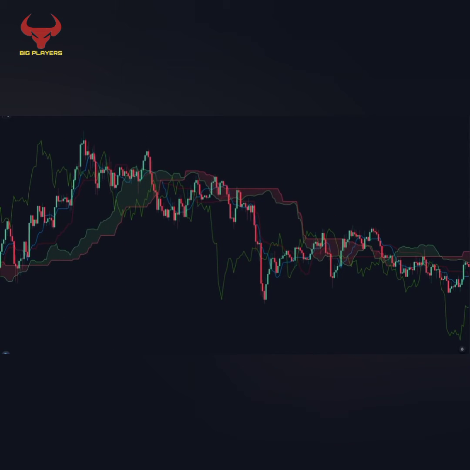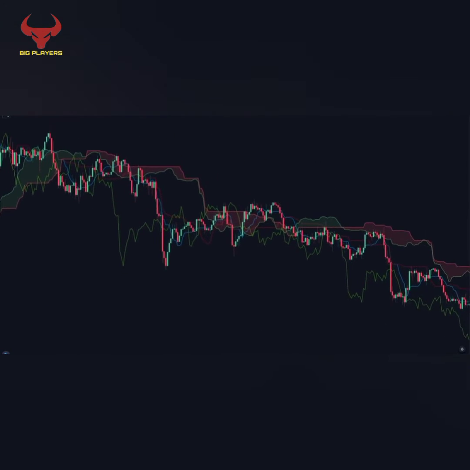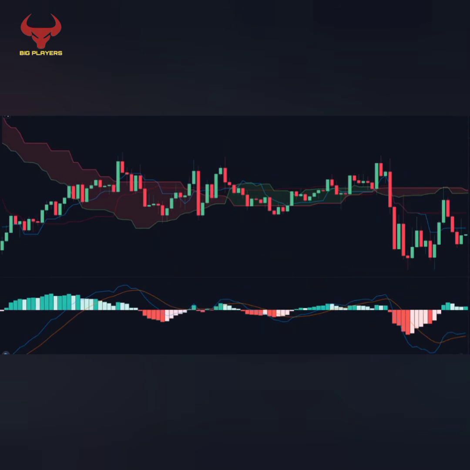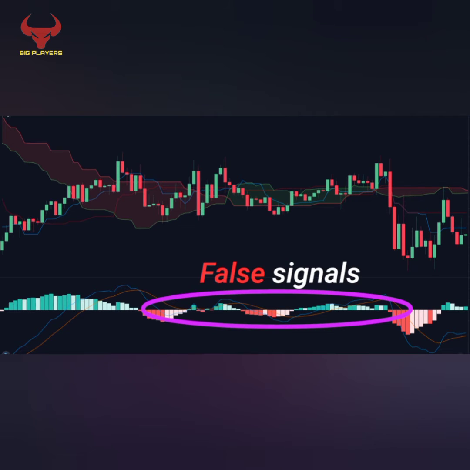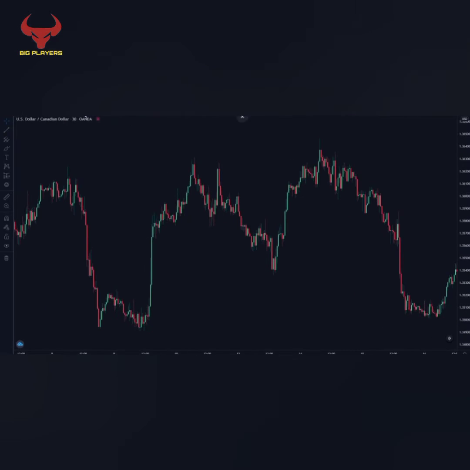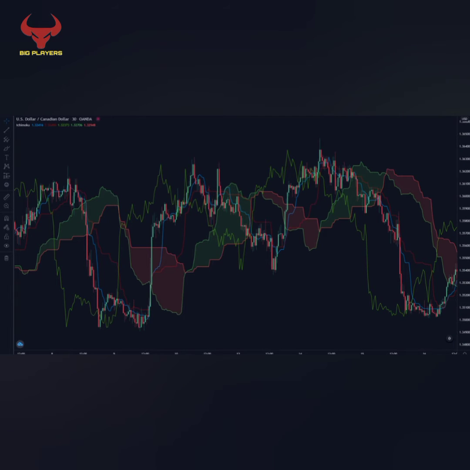The Ichimoku Cloud is an indicator that shows trends and momentum on the market. However, unlike a normal momentum indicator like the MACD crossover that often displays false signals when the market is in a range, the Ichimoku Cloud instead filters them out using what's called the Kumo Cloud. We'll get to that in a minute. At first glance, the Ichimoku indicator may look messy and complex, but it's actually very simple once you know how to use it. So let's break down the parts.